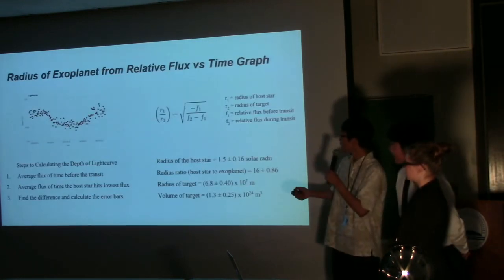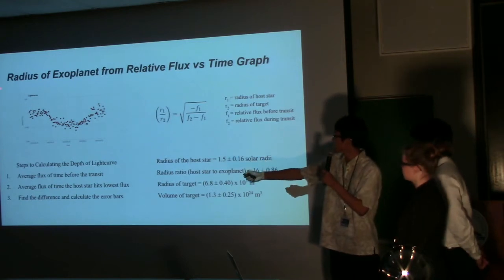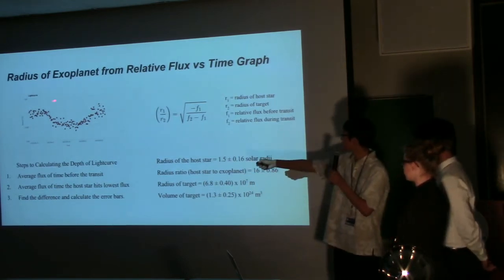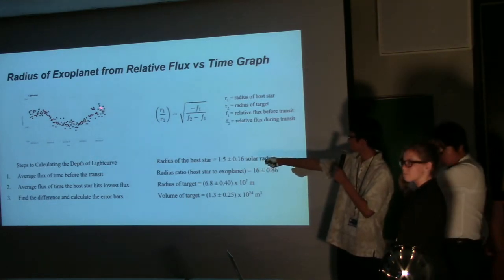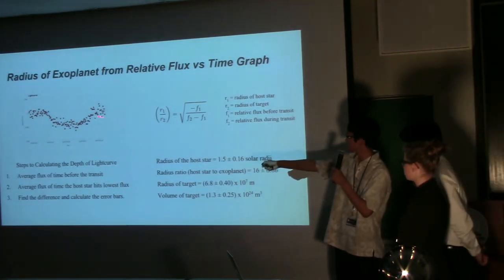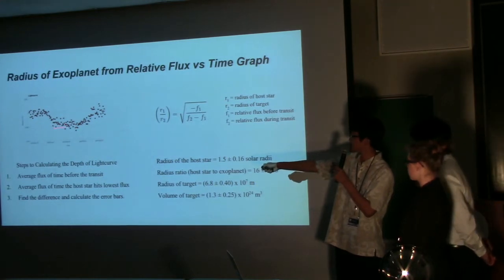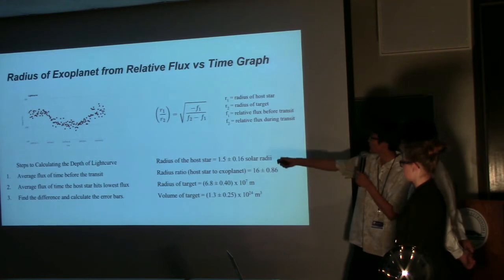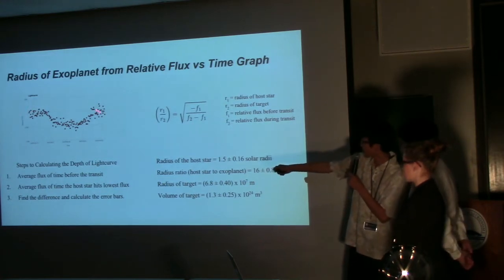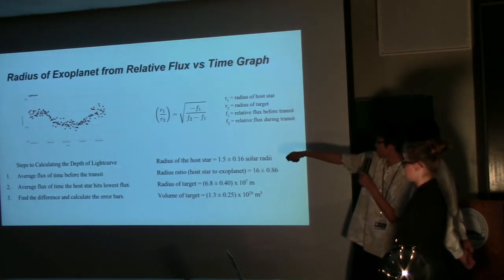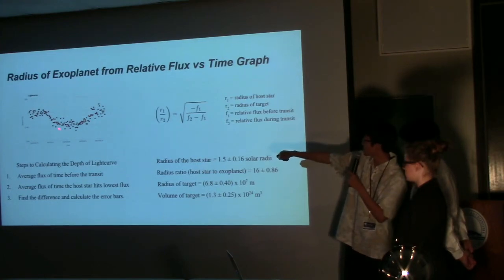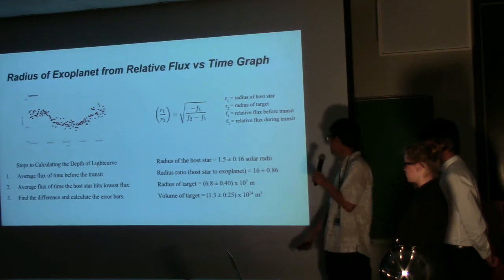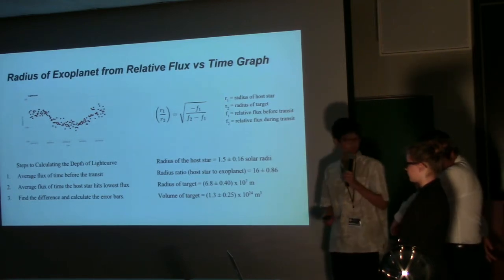So the light curve we plotted is right here. So we wanted to find the depth of the light curve, which is the distance from when the transit did not occur and the lowest dip part. So we averaged the flux of time before and after, and we found the average flux when the dip was the lowest, and we subtracted it to find the distance, and we found also the error bars to it.